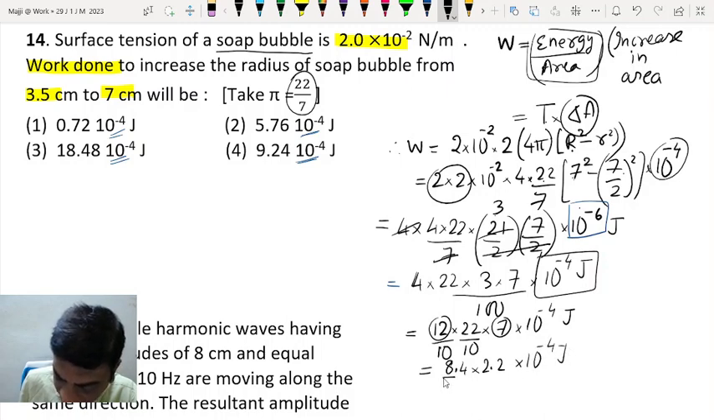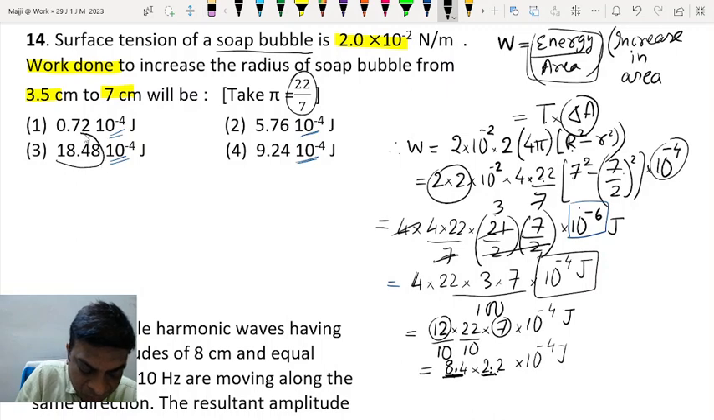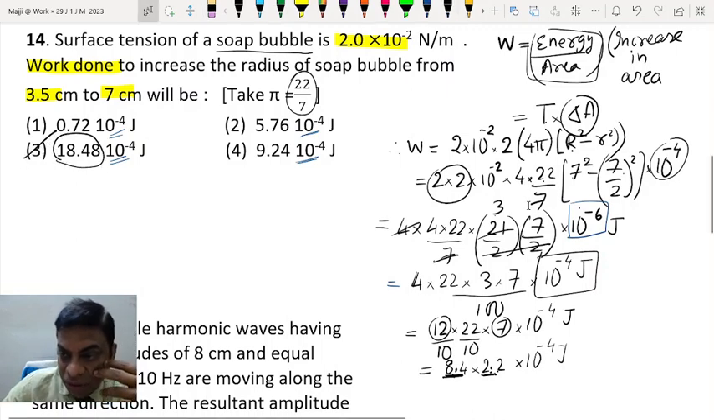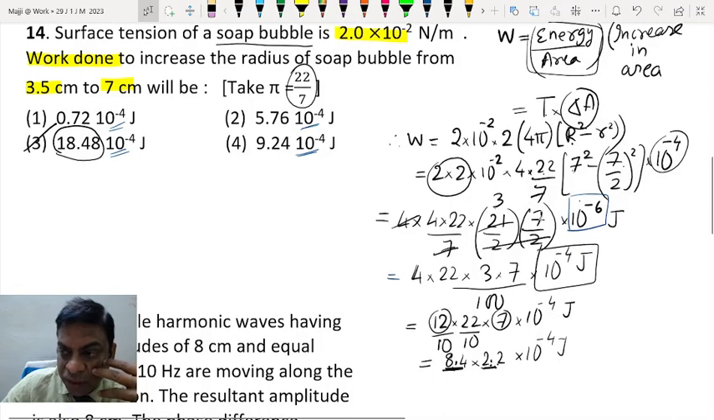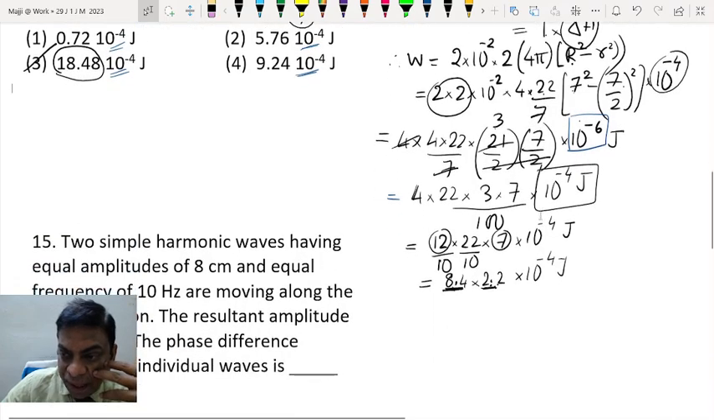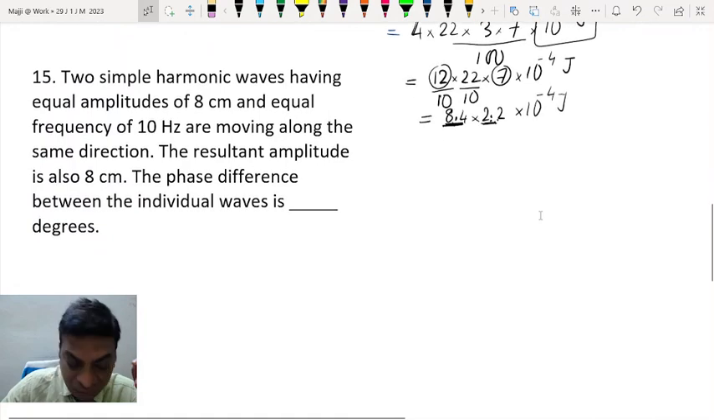So you can take this as somewhere around 8 and this as 2, or 8.5 and 2. So 8 times 2 is 16 or 8.5 times 2 is 17 and all. So somewhere close to 16 or 17. This seems to be the only option which is close to this. So without calculation we have to reach there. Right. Moving on to the next question.